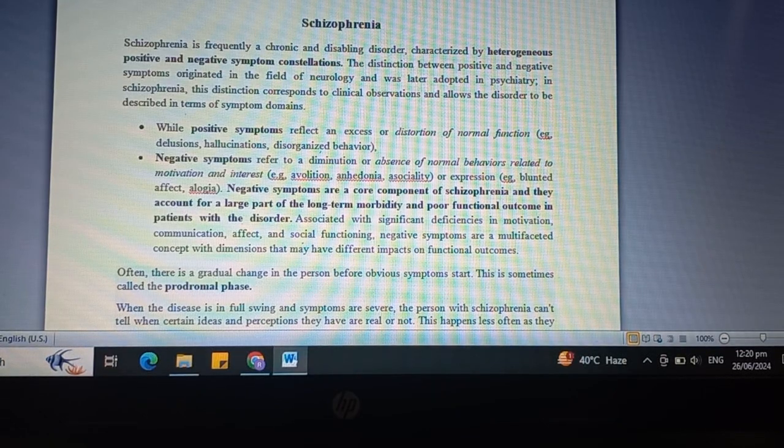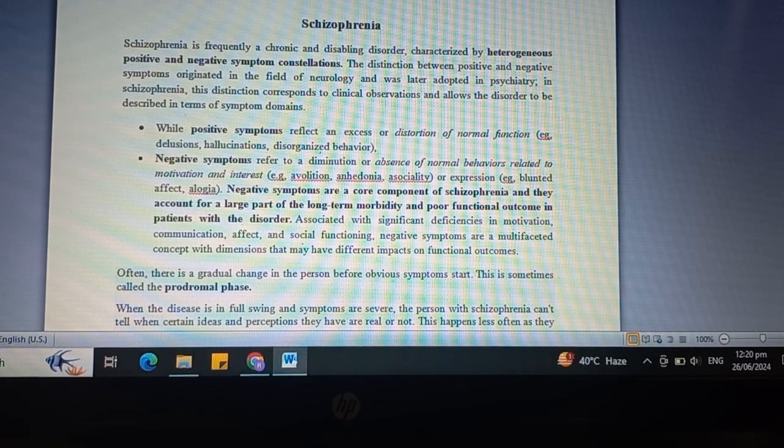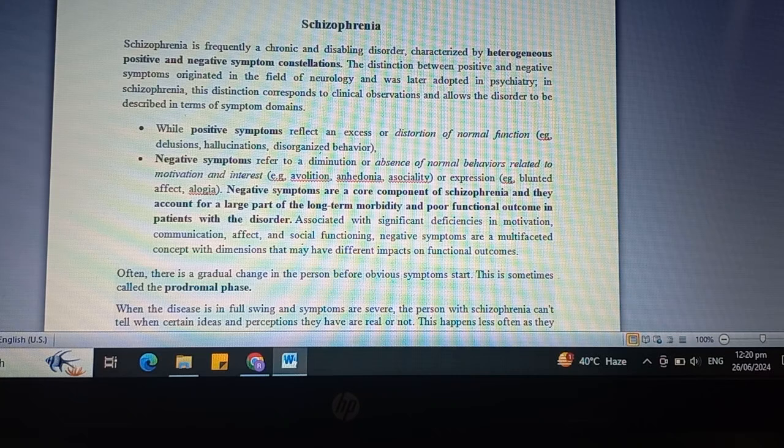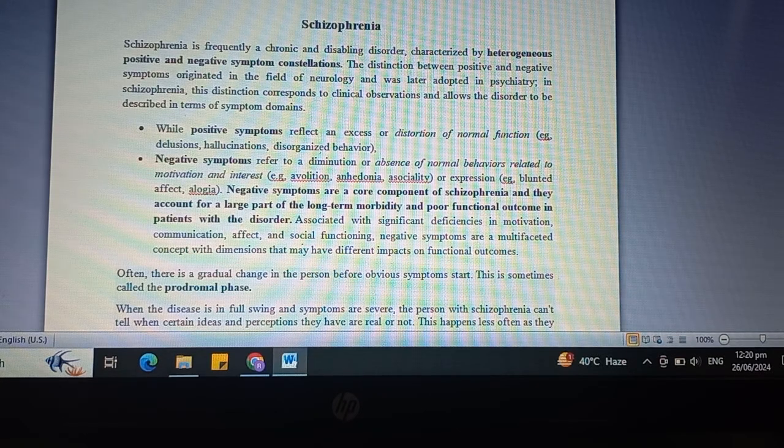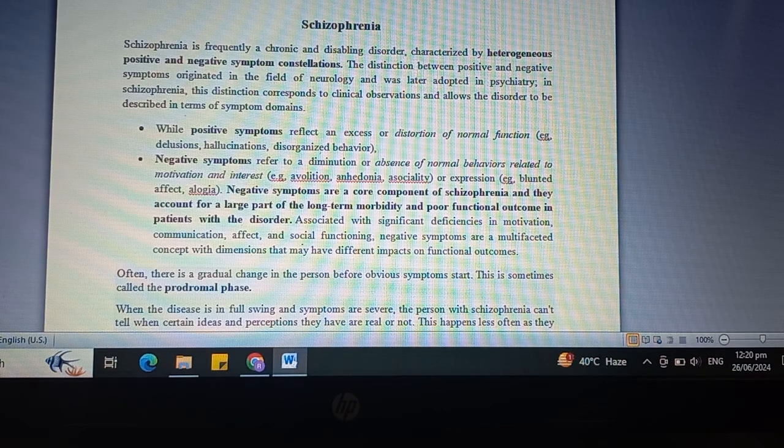Alright, today we'll be talking about schizophrenia, or what we usually hear people call "schiz" at the psychiatry department. It's a very chronic and disabling disorder that is severe in nature, and it is characterized by heterogeneous symptoms of two types, the positive one and the negative one. So the heterogeneous positive and negative symptoms, or constellations, are the basic core symptoms of schizophrenia.